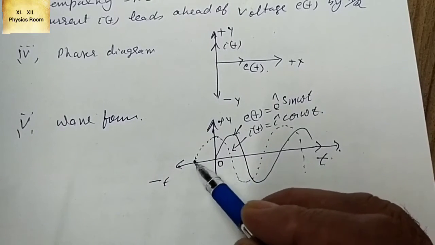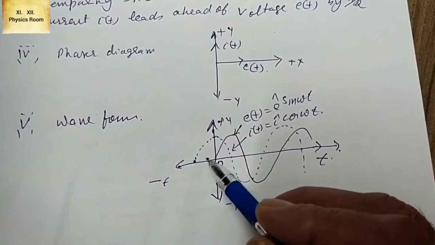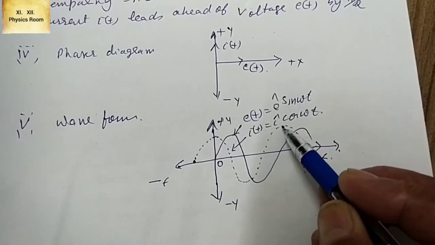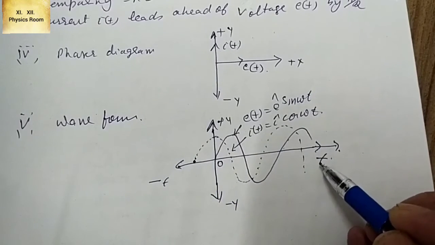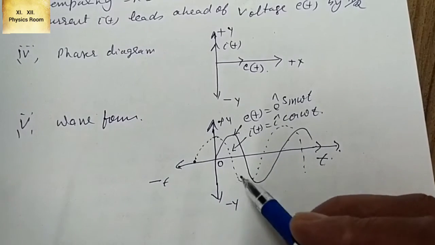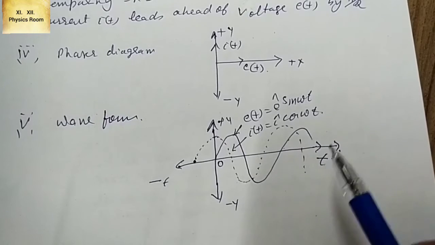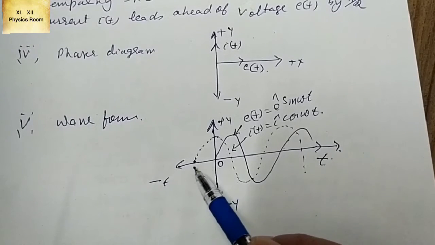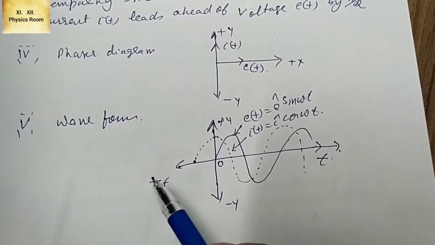e(t) starts from here, then i(t) starts from here, because it is leading by pi by 2. So it is the dotted line which represents the current equation, i(t) is equal to I max cos omega t. It's a cosine wave. Now it is leading by pi by 2. So this way we represent waveforms.